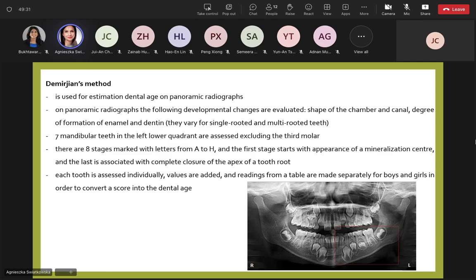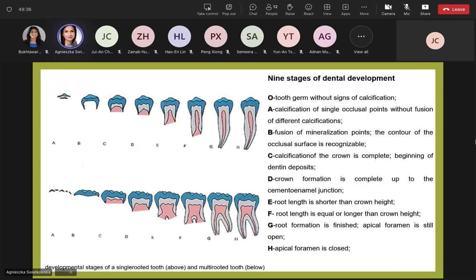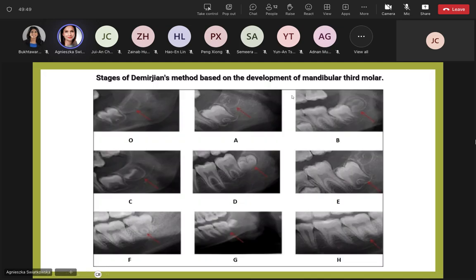And the stages are from A to H. And here you can see the stages. We have also the stage 0. There are no visible signs of calcification. How it looks like here, we have 0. Very often you can see this on the orthopantomogram, especially when you make this orthopantomogram for children who are about 10, 11 years old.